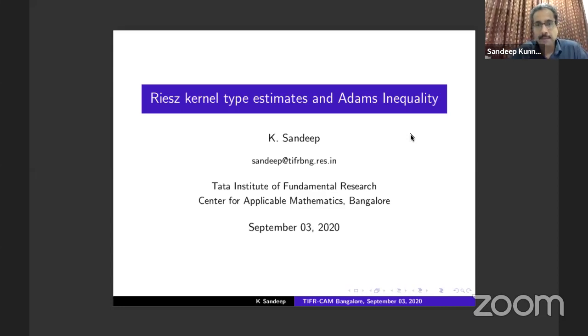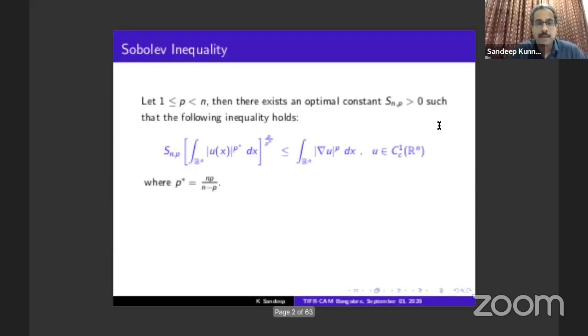Let me start with the well-known Sobolev inequality. All the people who work on partial differential equations know this Sobolev inequality, so let me recall it once again. The well-known Sobolev inequality says that, let 1 ≤ p < n, where n is the dimension of the Euclidean space R^n. Then there exists an optimal constant S(n,p) > 0 such that the following inequality holds: S(n,p) times (integral over R^n of |u|^(p*)) to the power p/p* is less than or equal to the integral over R^n of |∇u|^p dx.